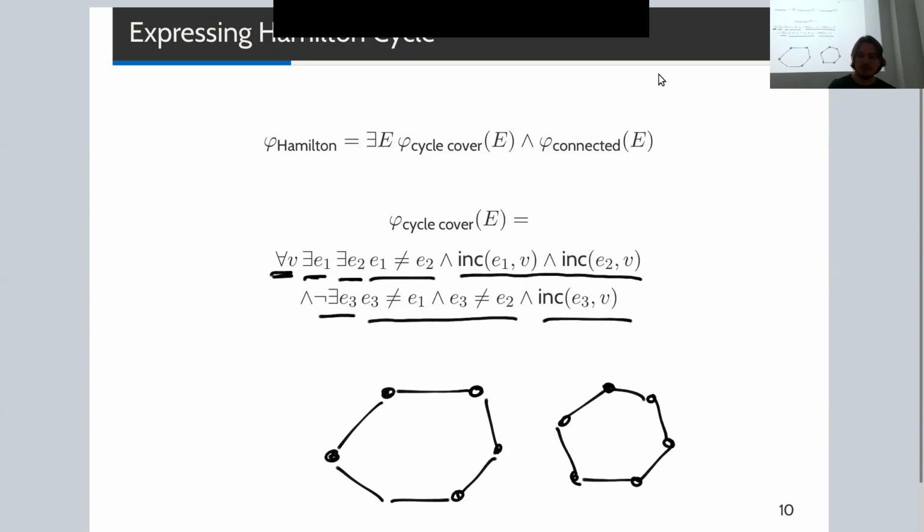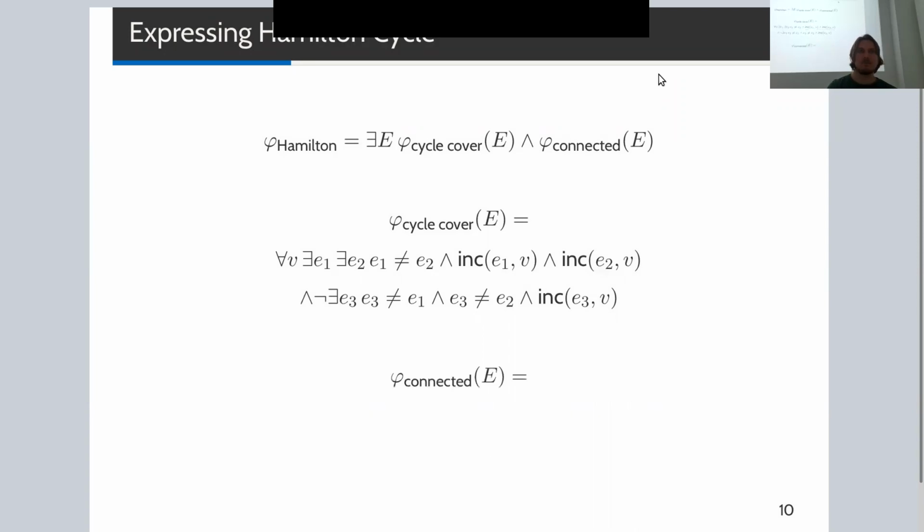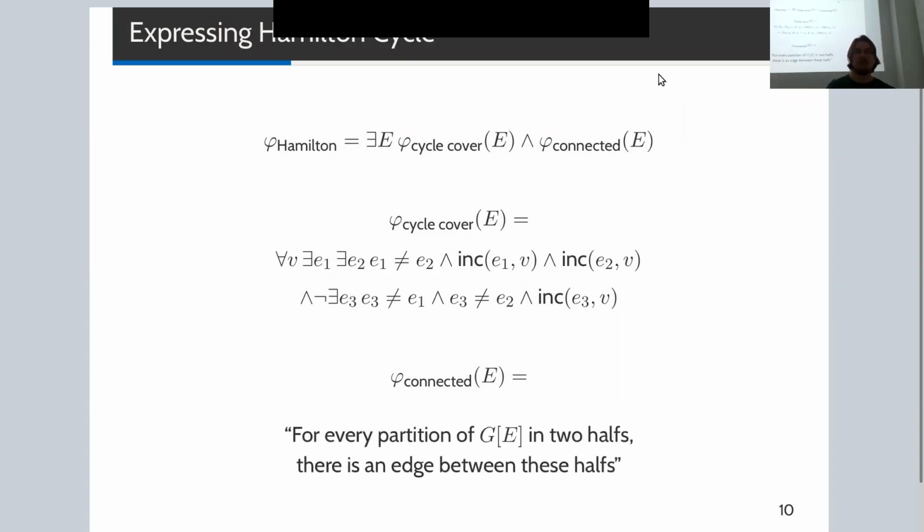So I hope you see that this is a circle cover. And second property, connectedness. This is something we've done a couple of times already, so I don't want to go into too much detail here. We just say that every partition of the graph induced on this edge set E in two halves is such that there goes an edge from one part to the other part. So this is something we've seen a couple of times already.